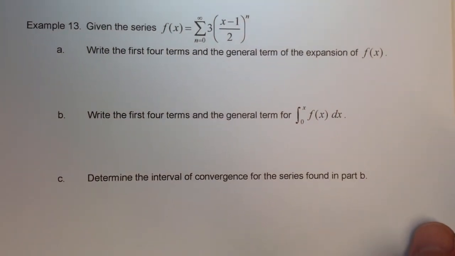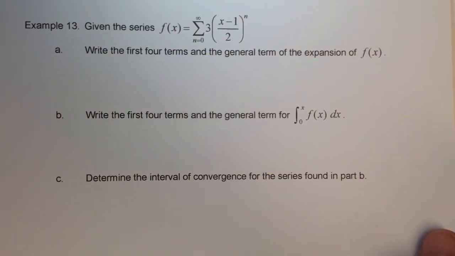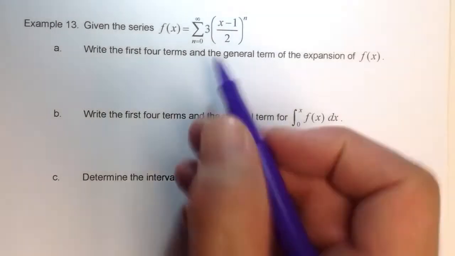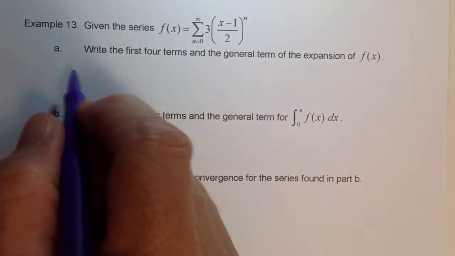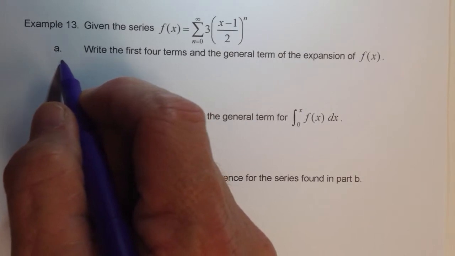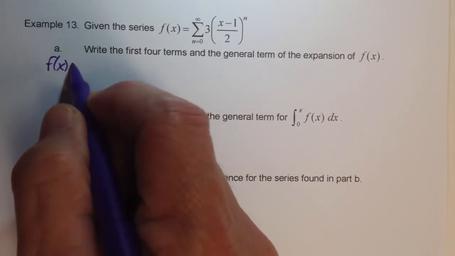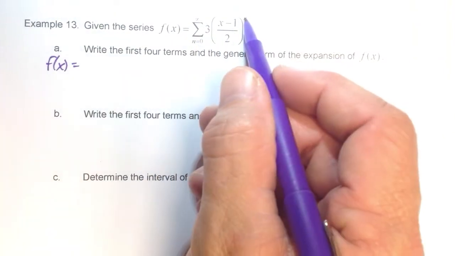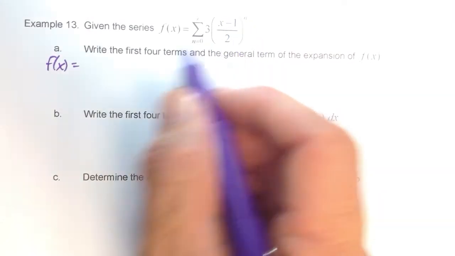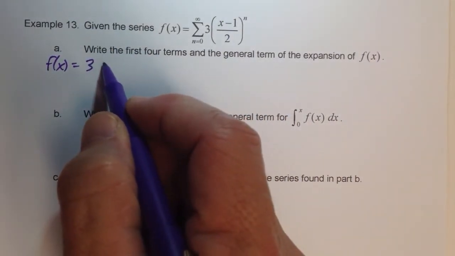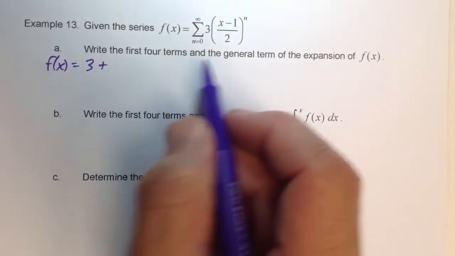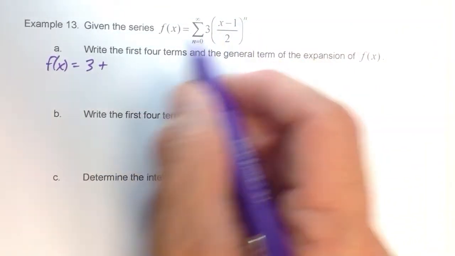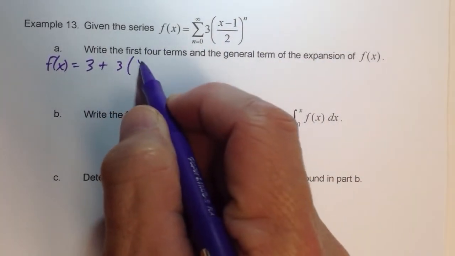So finally, let's take a look at our last example. Given this series, write the first 4 terms and the general term. So we're hopefully getting really good at that. We've got f of x equals the sum from n equals 0. That whole thing is to the 0 power, so we just get 3 times 1. And then plus 3 times this thing to the first power, so 3 times x minus 1 over 2.